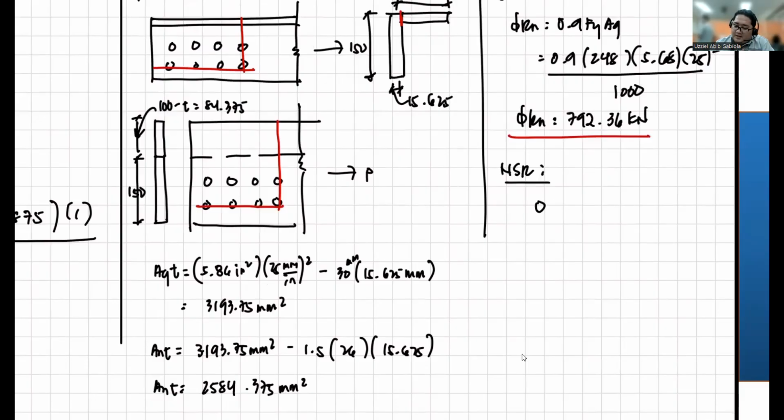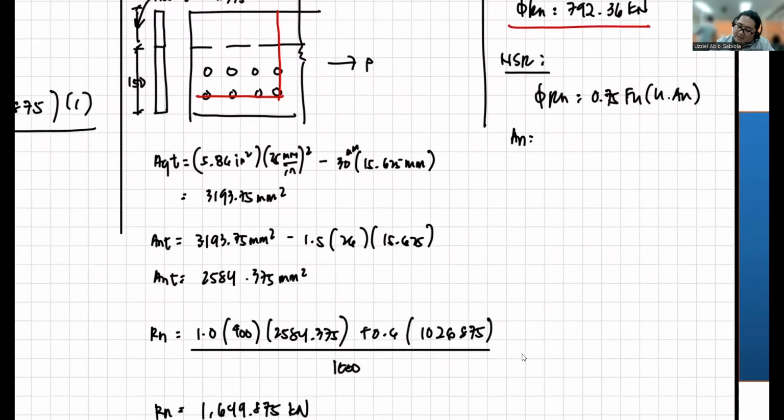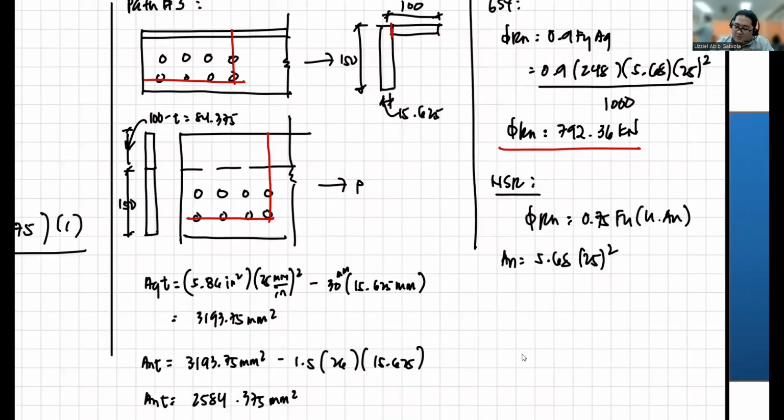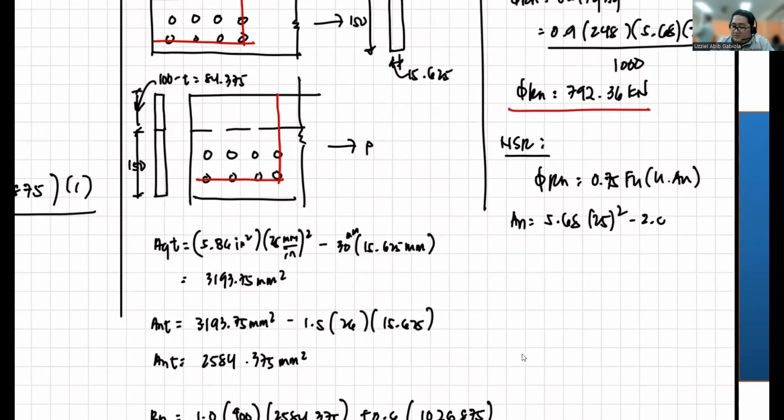So that is VRN is equals to 0.75 FU times AE. Ang AE natin is U times AN. So, AN muna yung pupunin natin. Ang AN will be AG, yung 5.68 natin, times 25 squared, minus, ilan ba yung mga na-rupture natin dito? So, dalawang bolt. So, minus 2 times 26 times 15.625. So, ang AN natin is 5.68 times 25 squared, minus 2 times 26 times 15.625.